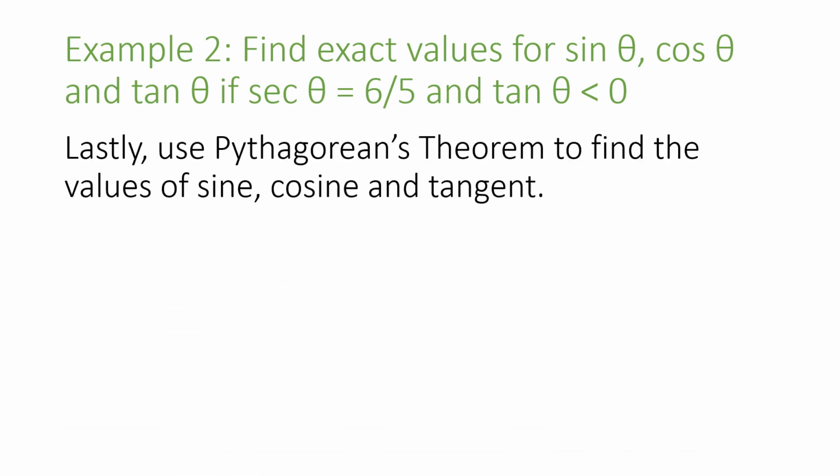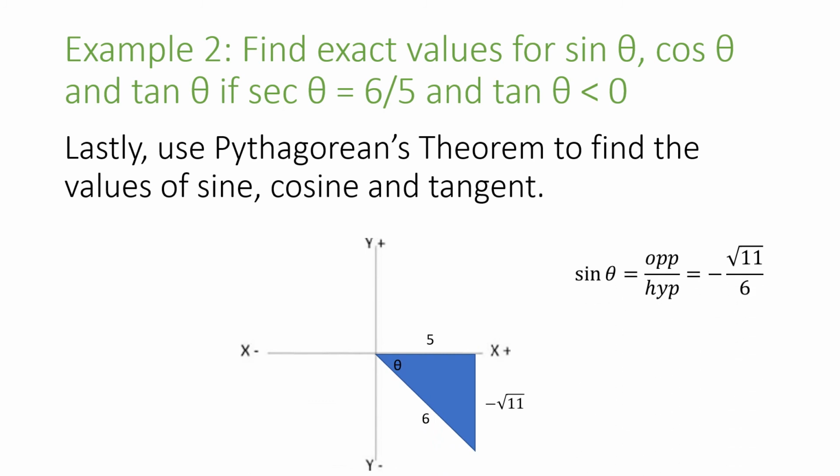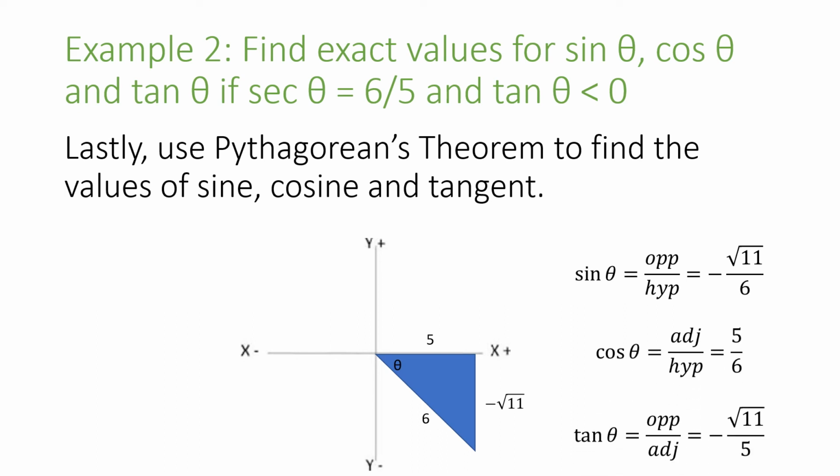All right, lastly, we want to use SOHCAHTOA to find the sine, cosine, and tangent. Remember, sine is opposite over hypotenuse, so that's negative square root 11 over 6. Cosine is adjacent over hypotenuse, so that's 5 over 6. And tangent is opposite over adjacent, so that's negative square root 11 over 5.